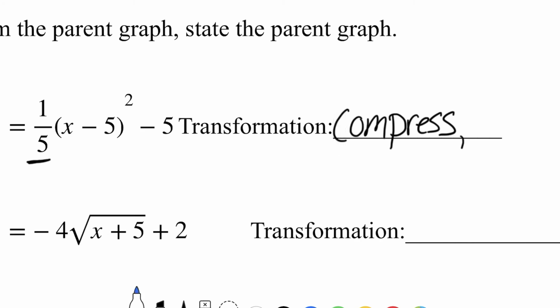Then on the inside, we have -5. It's going to be the opposite. So if we just took it as is and it wasn't opposite, it would be left 5. But because it's opposite, it's going to be right 5.